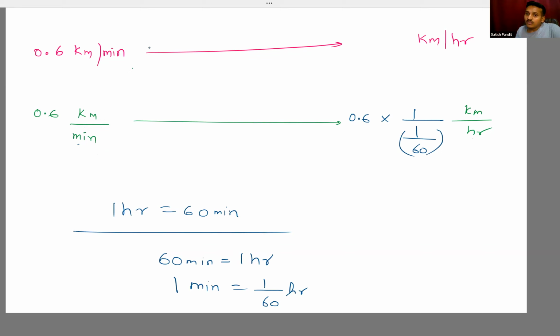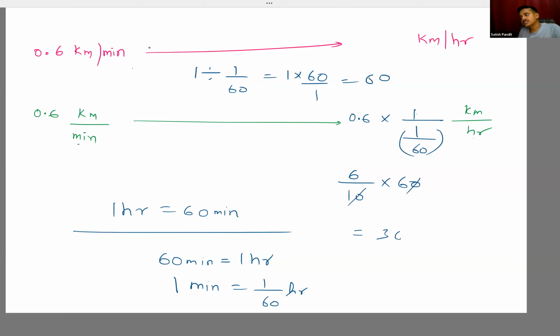Now 0.6 is 6 by 10, and 1 divided by 1 by 60 is 1 into 60 by 1, which is 60. So I got 60 here. So 0 gets cancelled. The answer is 36 kilometer per hour. Are you all getting it? Yes or no?